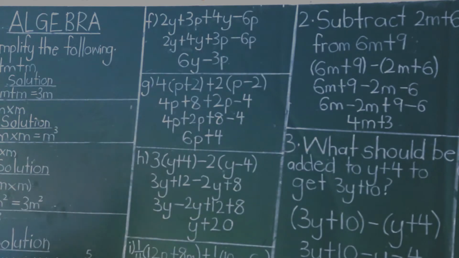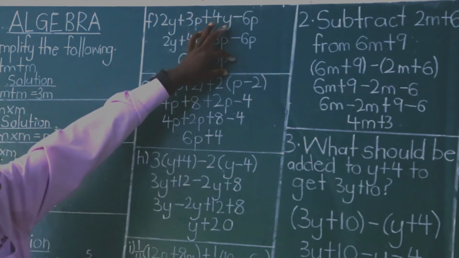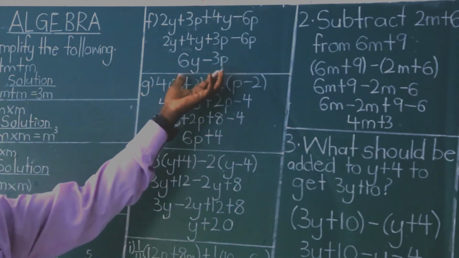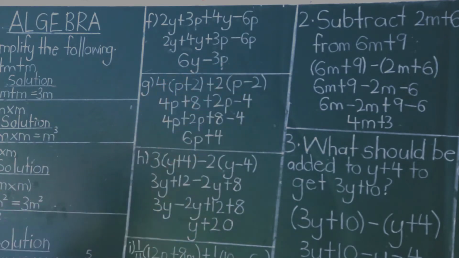In that regard, we have simplified. And remember, these are y's, these are p's, so they cannot simplify further. They are unlike terms. So the final answer is 6y minus 3p. And that's all to that part F.